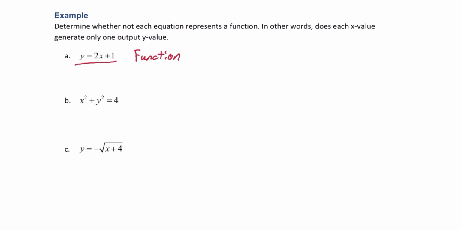In the second equation, we need to isolate y first. So we will start by subtracting x squared on both sides. We have y squared equals 4 minus x squared. And then to isolate the y, we need to take the square root of both sides. And remember, whenever we take the square root of both sides, we add plus or minus on the front. So now we have our new equation, y equals plus or minus the square root of 4 minus x squared.